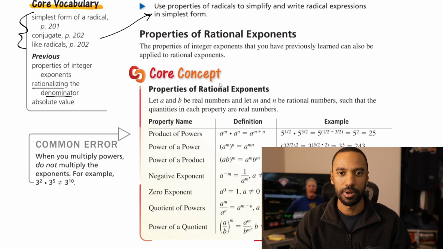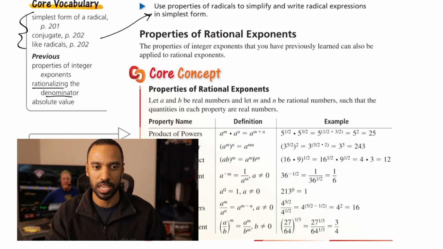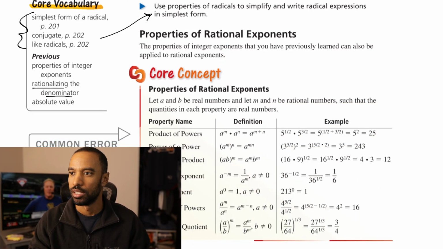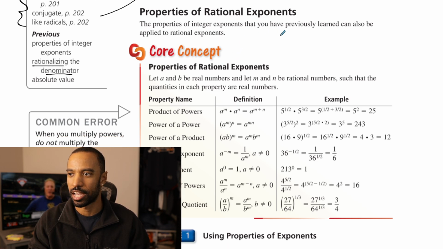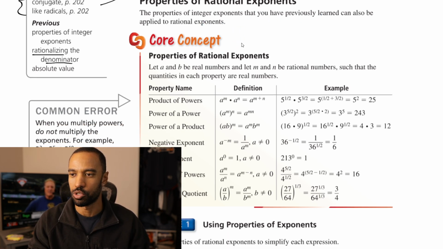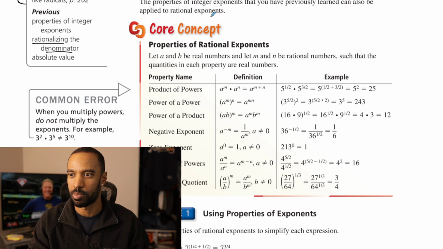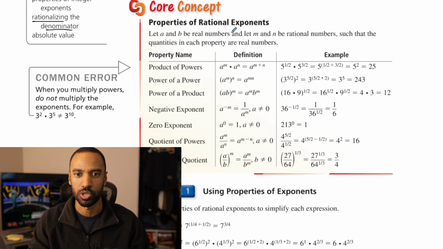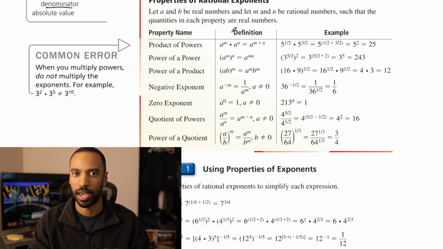Okay, first of all, properties of rational exponents. Let's look at this big table right here. So, the properties of integer exponents you've previously learned can also be applied to rational exponents. So all these things here can be applied to those. And rational exponents, remember, means fractional exponents, okay? To the 2/3 power, to the 1/2 power, things like that.